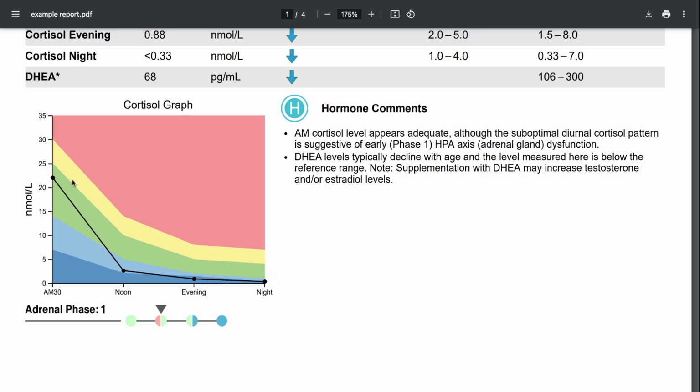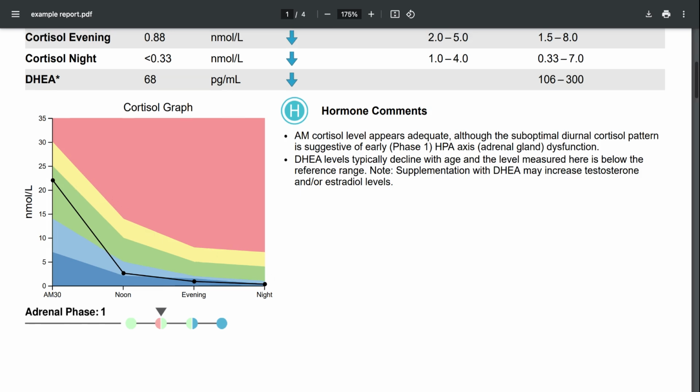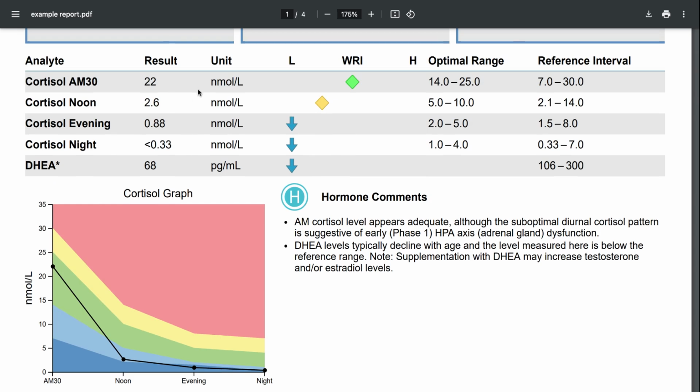But she doesn't come down slowly. She has a bit of a plummet. So if we look at her from a numerical perspective, her morning is pretty darn perfect at 22. We want that value to be about 18 to 20. That's my goal for folks.